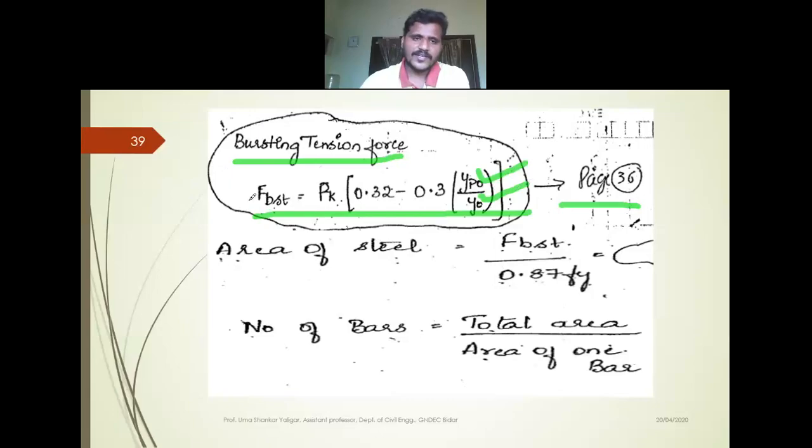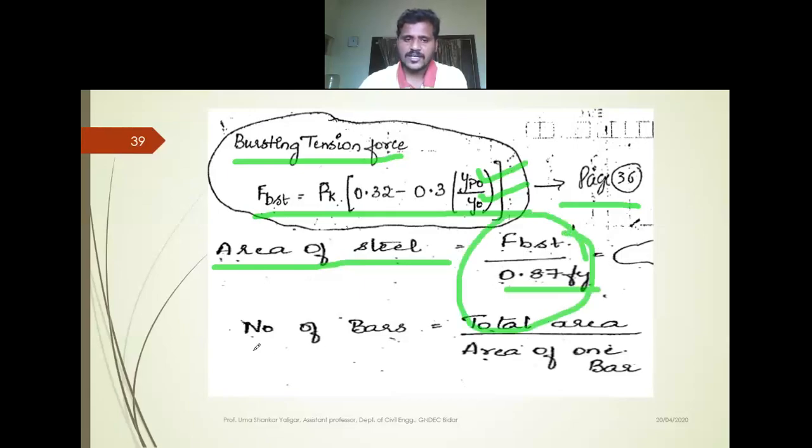After calculating this bursting force, we need to provide some steel. To calculate that steel, area of steel is equal to the bursting force FBST divided by 0.87 fy. By using this expression, you will get the AST. Then number of bars is equal to total area divided by area of one bar. Assume the diameter and divide by area of one bar, you will get the number of bars. In this way, we have to calculate the reinforcement in the end zone.